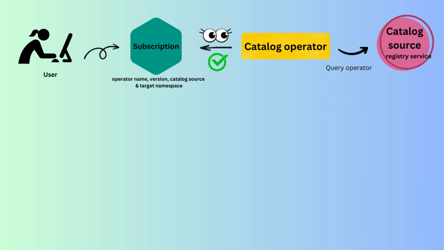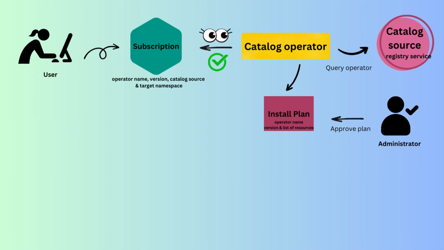The catalog operator validates the metadata in the subscription, ensuring that the operator version, name, and other details match what's available in the catalog. If the subscription is valid and the operator is available, an install plan is created based on the subscription. Install plan contains operator name, version, and list of resources that OLM will create or update. This information can be used by cluster administrators to review and approve the install plan before it is executed. Once approved, a CSV resource is created which is monitored by OLM operator.